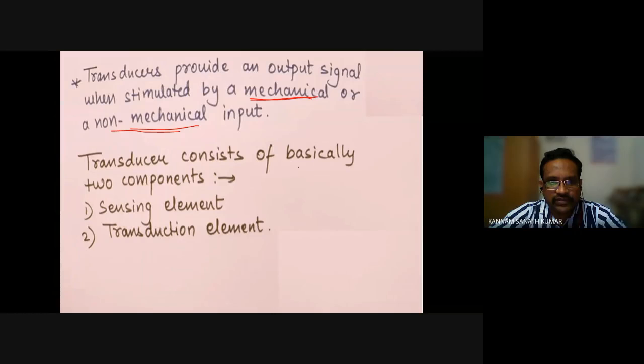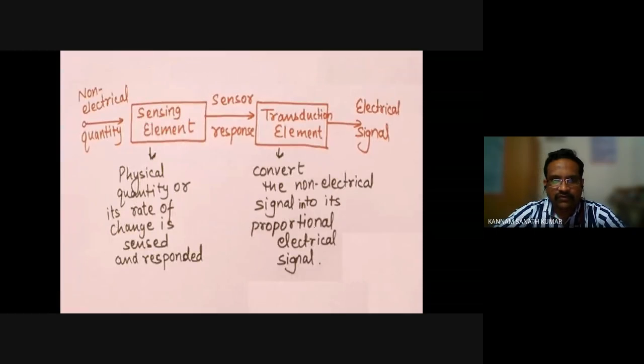What does a transducer basically consist of? It consists of two elements. One is the sensing element, and another is the transduction element. So what is a sensing element and what is a transduction element? The sensing element is nothing but what we can call a sensor. To the sensing element, you are giving a non-electrical quantity. So what will the sensing element do?